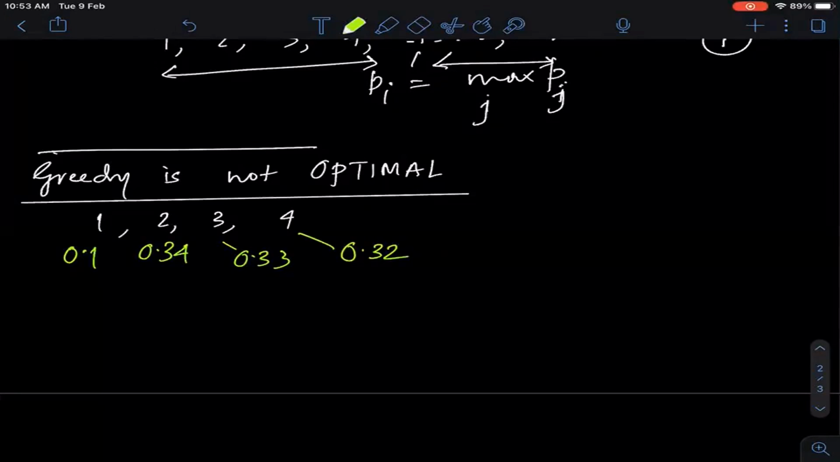I would encourage you to actually figure out what is the optimal in this particular case and what greedy will actually do. Sorry, this is 0.0. Yeah, this is 0.01. I meant 1%. Okay, Chintan, happy now?